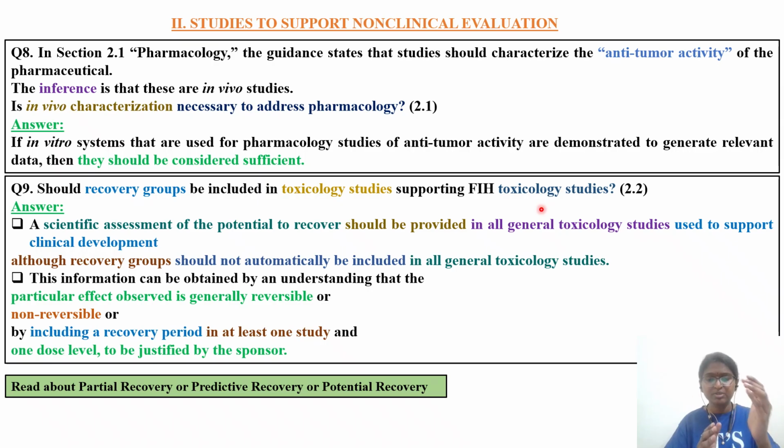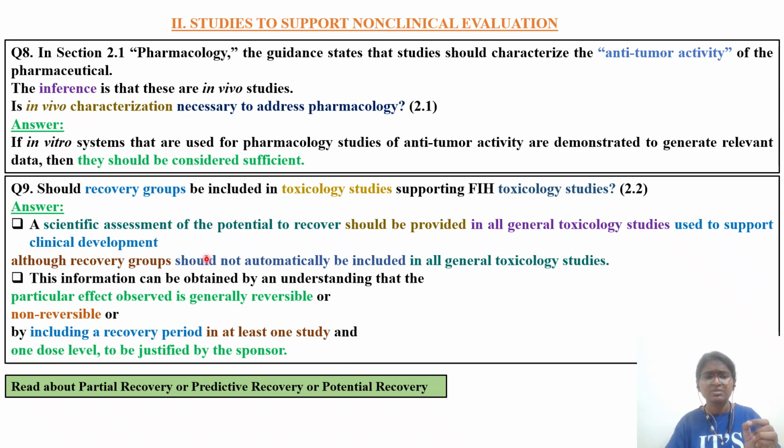Now the question from the scientist is, in the case of the ICH S9 guideline, for anti-cancer drugs used for advanced cancer treatment in patients, do we need a recovery group? Because the whole purpose of the ICH S9 guideline is to reduce the timeline and bring the drug to the market as fast as possible, because you have to save the patient. So is there any necessity for recovery? Let's see what answer is given by the regulatory agency.